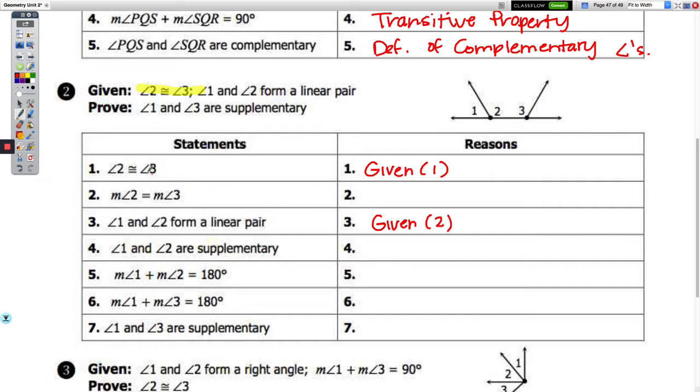Now, if we're going from angles being congruent to the measures being equal, that's the definition of congruence. If we know that angle 1 and angle 2 form a linear pair, so therefore angle 1 and angle 2 are supplementary, that's going to be what? No, it's not. It's the supplement theorem.